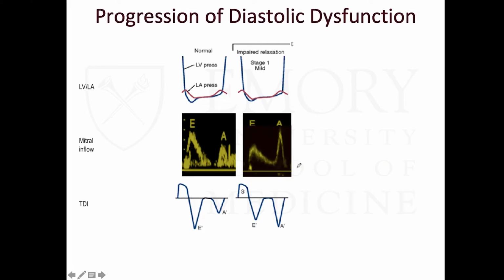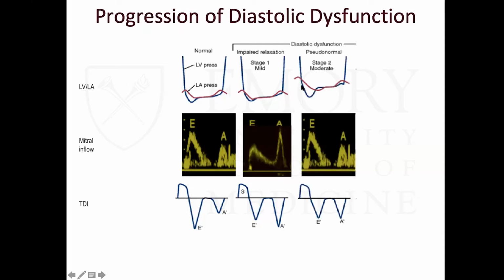As things progress and as the left atrial pressure rises, we see what appears to be a normal E to A ratio, but the difference is that the filling pressures are now higher, and our tissue Doppler continues. Notice the E prime getting lower and lower as diastolic function worsens.